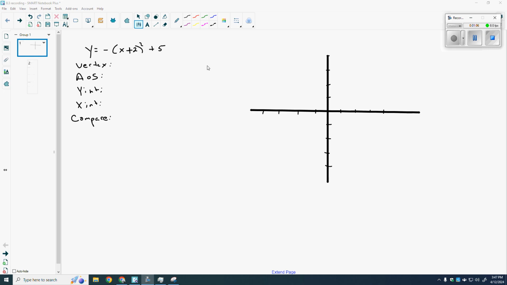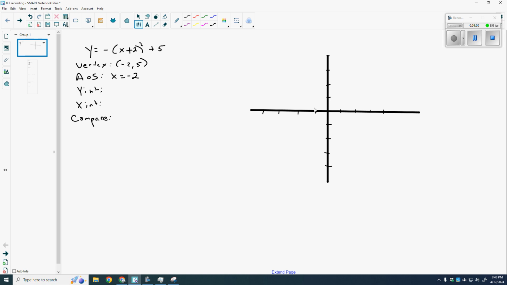Okay. Vertex. You should be able to look at this and see my vertex is -2. It went left 2 and up 5. So my vertex is (-2, 5). Axis of symmetry: it's always the same x coordinate as my vertex, but written as an x equals equation.